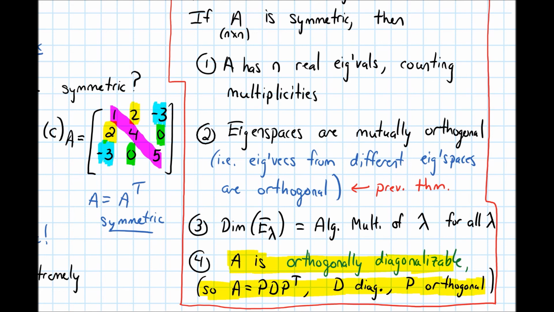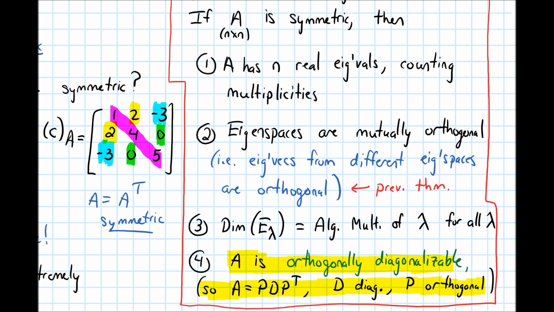So this theorem is very powerful. Among other reasons, in general, it's hard to tell just by looking at a matrix if it's diagonalizable or not. But it turns out that if A is symmetric, and it's easy to check if a matrix is symmetric just by looking at it, it'll automatically be diagonalizable. And even stronger, it'll be orthogonally diagonalizable.